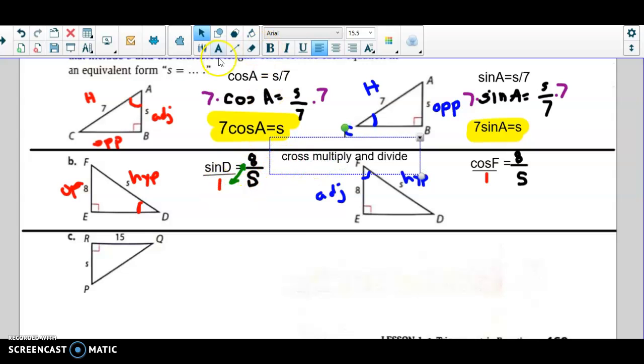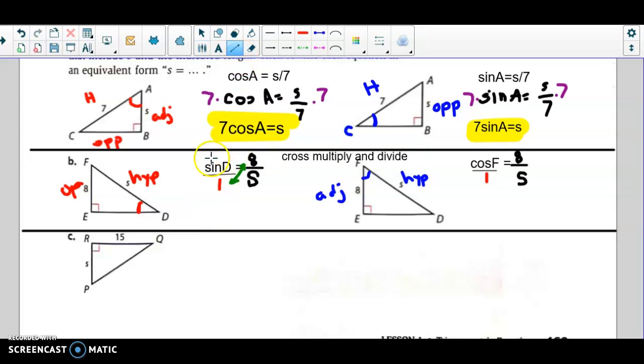So 1 times 8. Our answer would look like this: 1 times 8 over the sine of D is equal to S. Okay? And then we know 1 times 8 is just 8, so I'm just going to write that as 8. But that's where it came from. So 8 over sine D is equal to S.